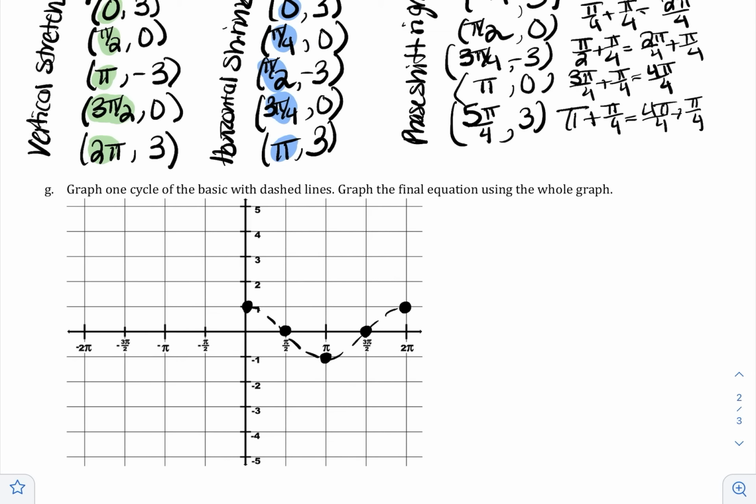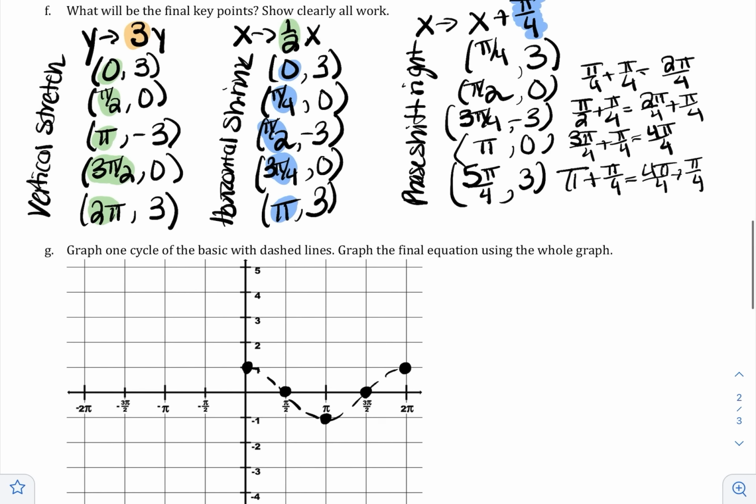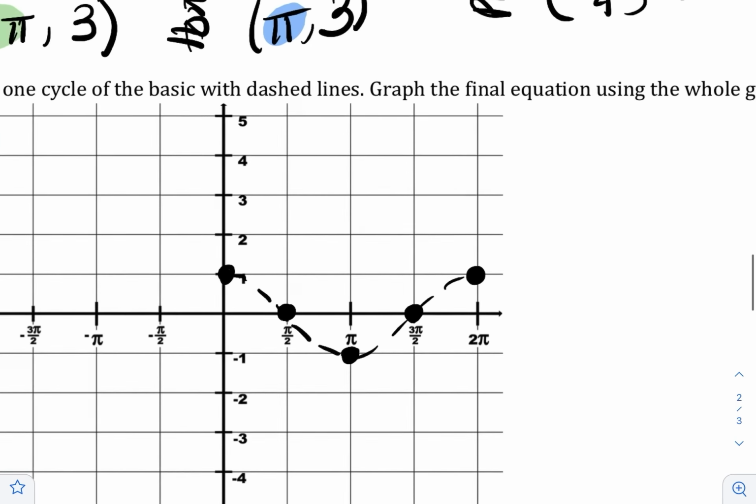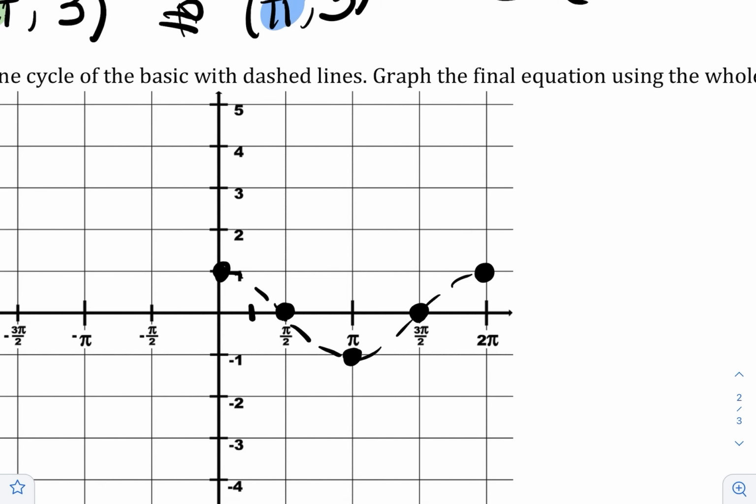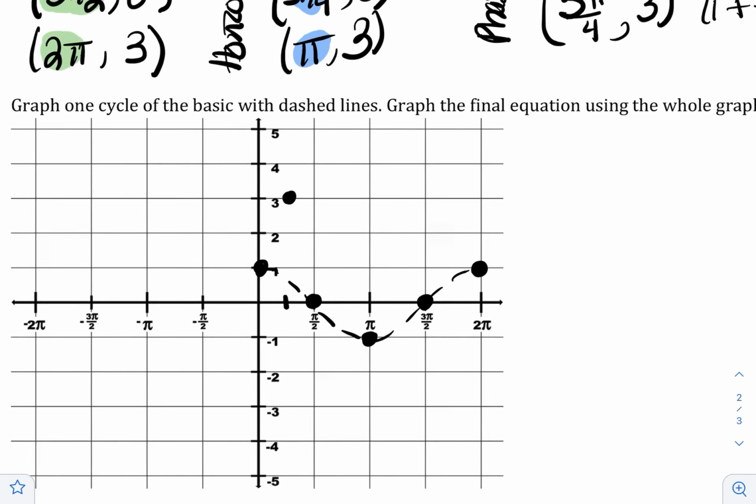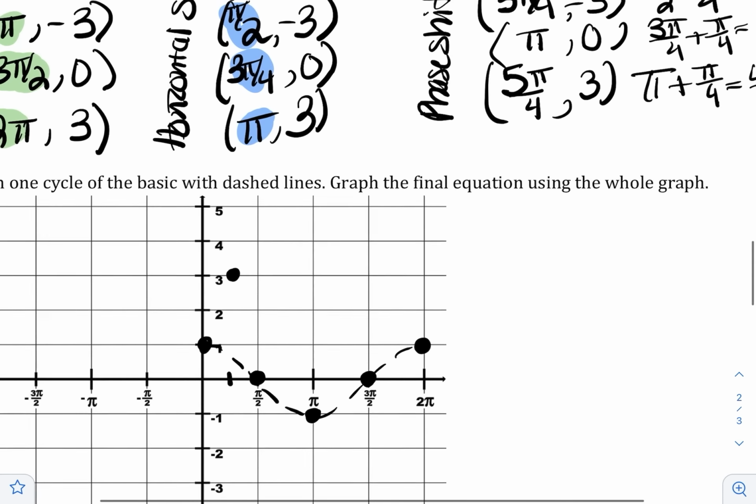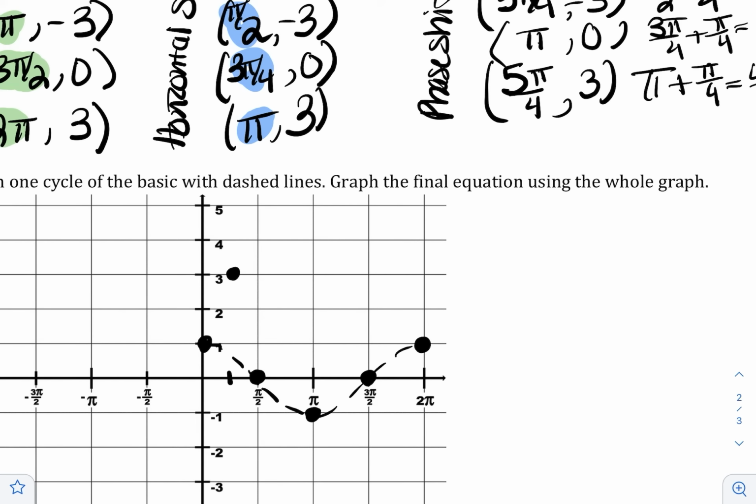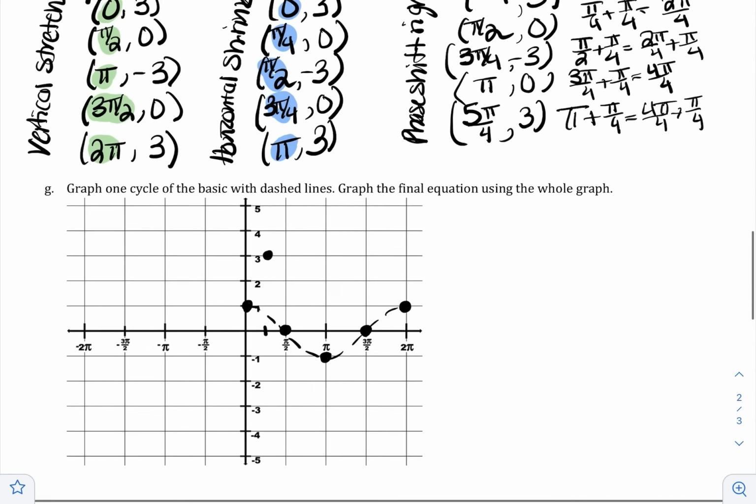And then the final equation, you're going to graph one cycle, and then you're going to complete the graph. So we're going to have pi over 4, 3. Now, pi over 4 is 45 degrees. It's right in the middle of 0 and pi over 2. So here we have the point. Then we have pi over 2, 0. Oh, so it's going to be the same point here. I should have done a different color, but it's okay.